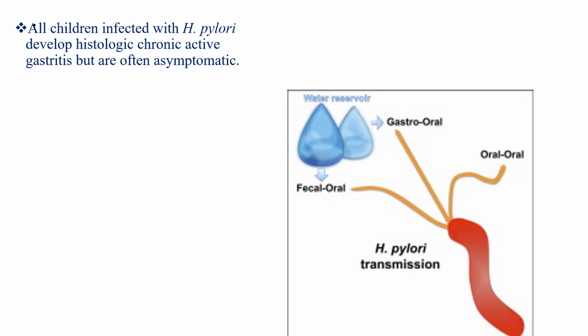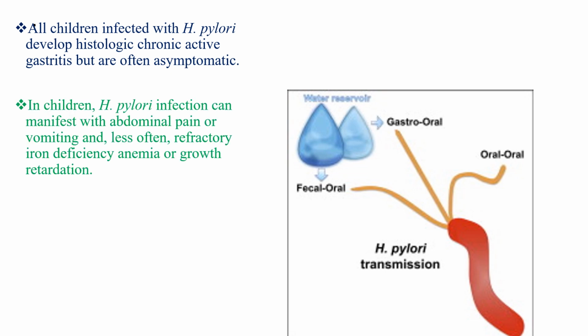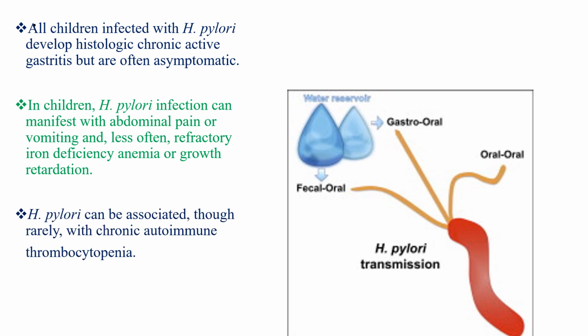All children infected with H. pylori develop histologic chronic active gastritis, but are often asymptomatic. In children, H. pylori infection can manifest with abdominal pain or vomiting, and less often refractory iron deficiency anemia or growth retardation. H. pylori can be associated, so rarely, with chronic autoimmune thrombocytopenia.